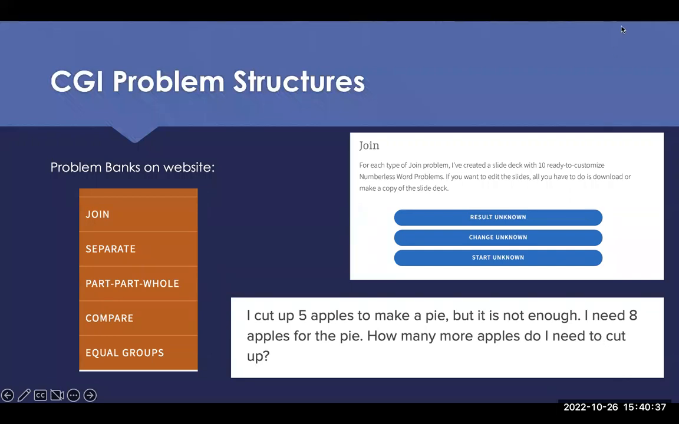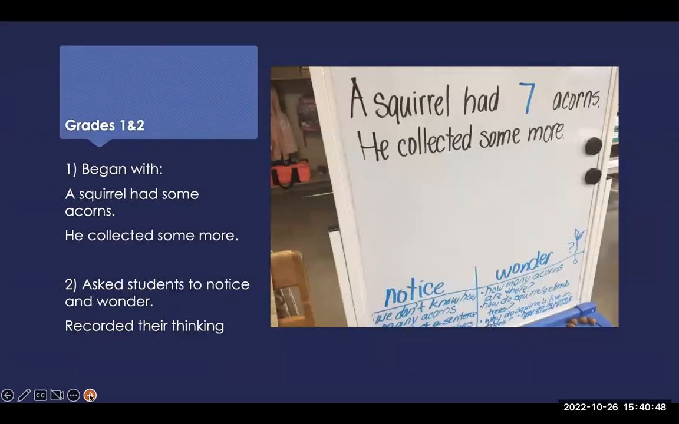You can find out more information about this on my blog, but this is an important thing to think about when we're designing these numberless word problems: what part of the problem is the student going to figure out? So here's an example.